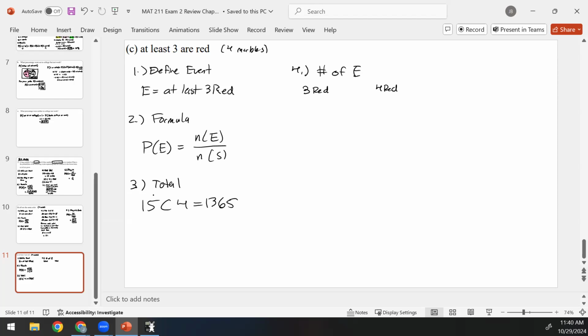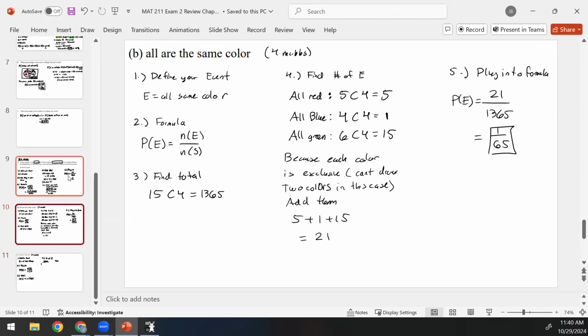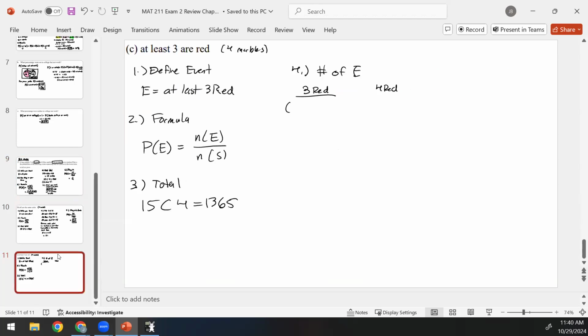Okay, so you have to look at both cases. If it's 3 red, then how many reds do I have? I have 5 reds, so 5 choose 3. Okay, that covers all of my 3 red marbles. But then I still have to pick one more marble because I have 4. So how many do I have left?